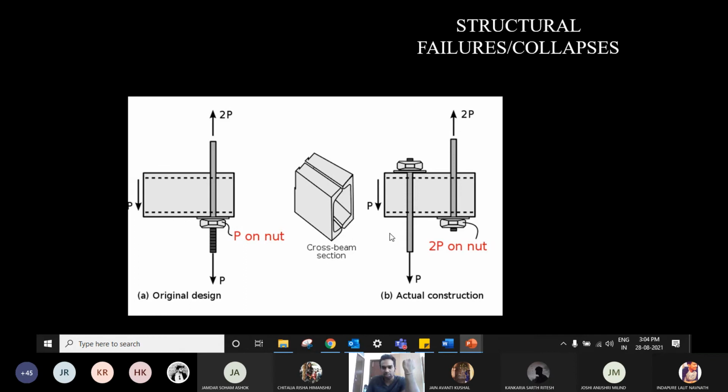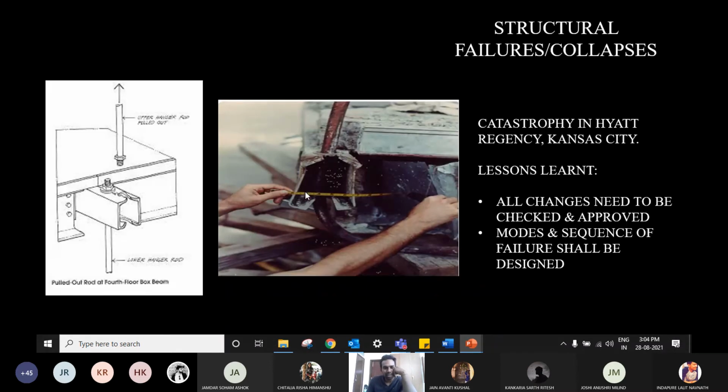But what happens to this particular nut because of the arrangement differences? This P from the floor below, 1P, plus the floor weight from this same floor, another 1P, so you have 2 times the load on this particular nut. And the box section through which this rod is passing is also arranged like this. And that's what gave way. The load was too much, it did not bear, and then you can see the failure of this cross section.